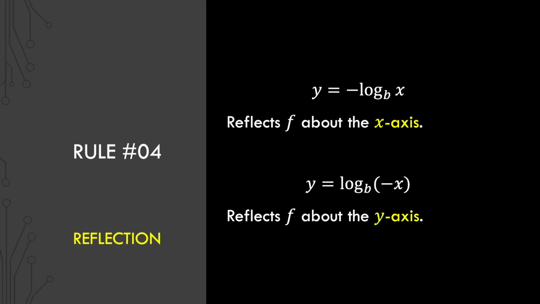And finally, rule number 4 for reflection. Kapag nag-multiply tayo ng negative sa buong function natin, then the function is reflected about the x-axis. So that is y equals negative log of x to the base b. Pero kung nag-multiply tayo ng negative sa mismong x lang, then that reflects f about the y-axis. So y equals log of negative x to the base b.